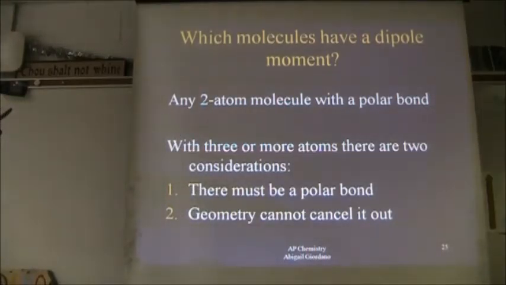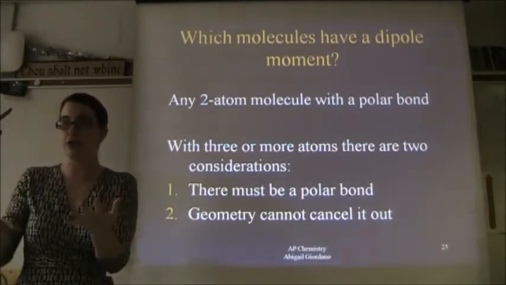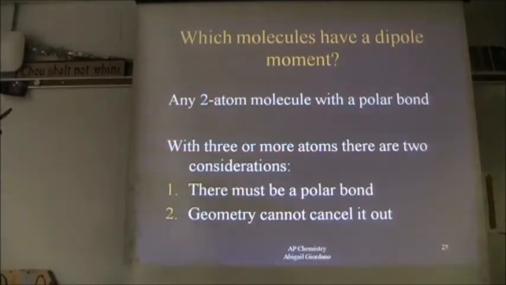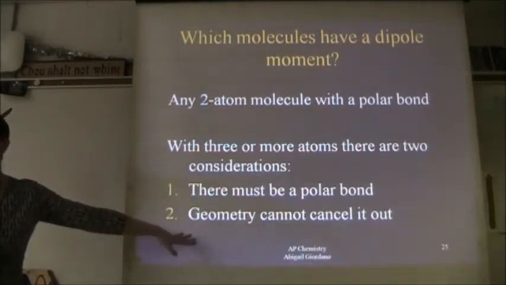So by the time we get to the end of chapters 8 and 9, you will be able to draw the Lewis structure for any covalent compound. You'll be able to tell me what shape it is. And you'll be able to tell me, is the molecule polar or not? In order to answer that question, you have to think about a few things here.